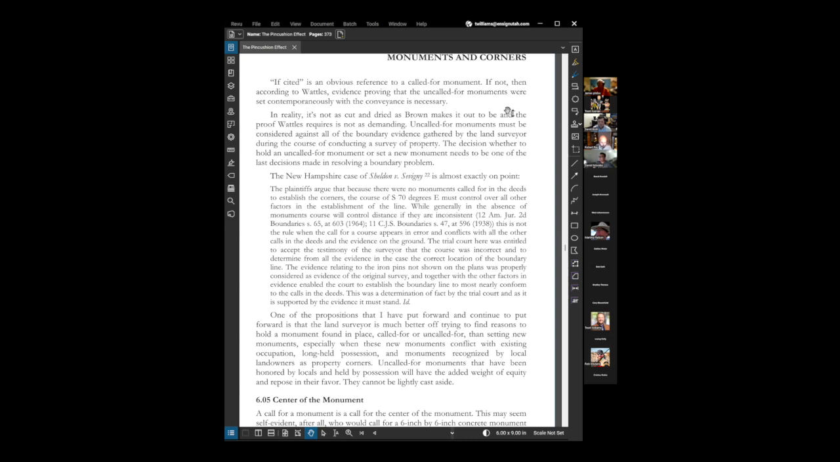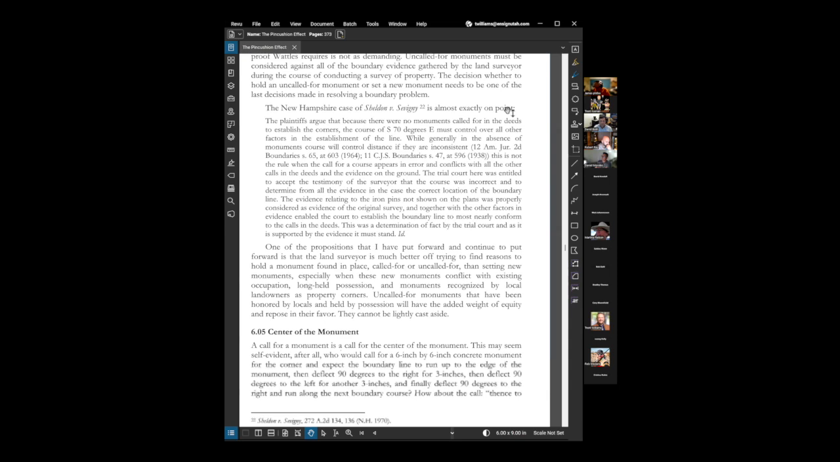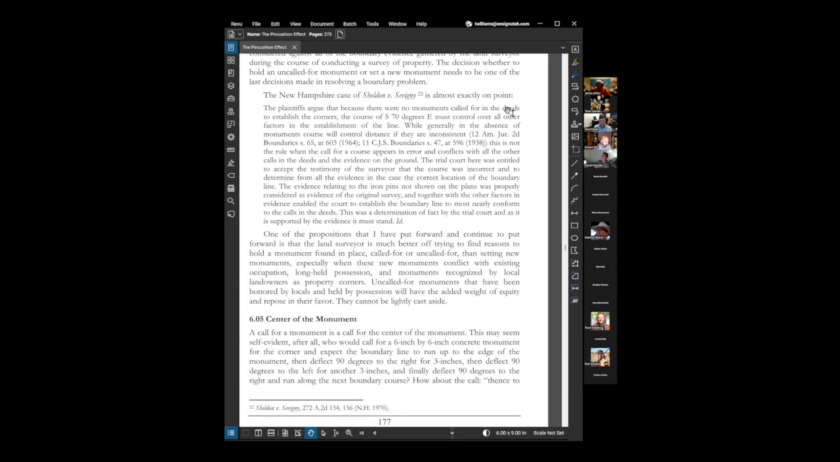We've talked about this quite a bit, that evidence gathering procedure. And so as you've gathered all of the evidence and weighed it, you can't make a decision until you have everything in there. As you gather more, it might bring more questions up, and you keep chasing that as the case may be. This New Hampshire case here, it says the plaintiffs argue that because there were no monuments called for in the deeds to establish the corners, the course of south 70 degrees east must control over all other factors in the establishment of the line.